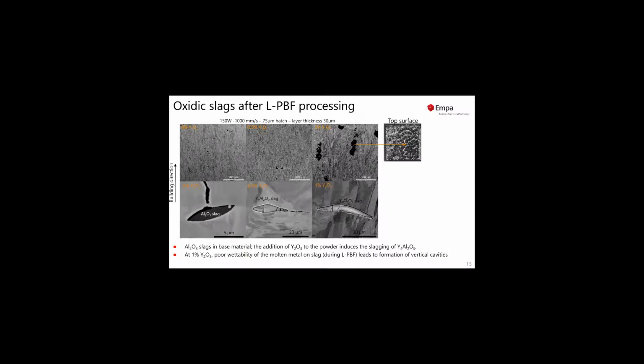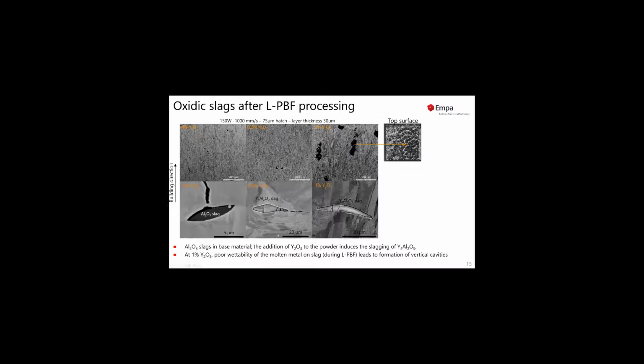These are low magnification SEM images of our oxide-free, 0.5 and 1% yttria alloys. What we can see is that with increasing amount of yttria, we have these large pores, which we explain by a significantly changed wetting behavior of this yttria-containing material. In addition, we also see the formation of slags, larger areas or volumes of slag. We could see that in the base material, where we identified these slags as aluminium oxide, Al2O3.